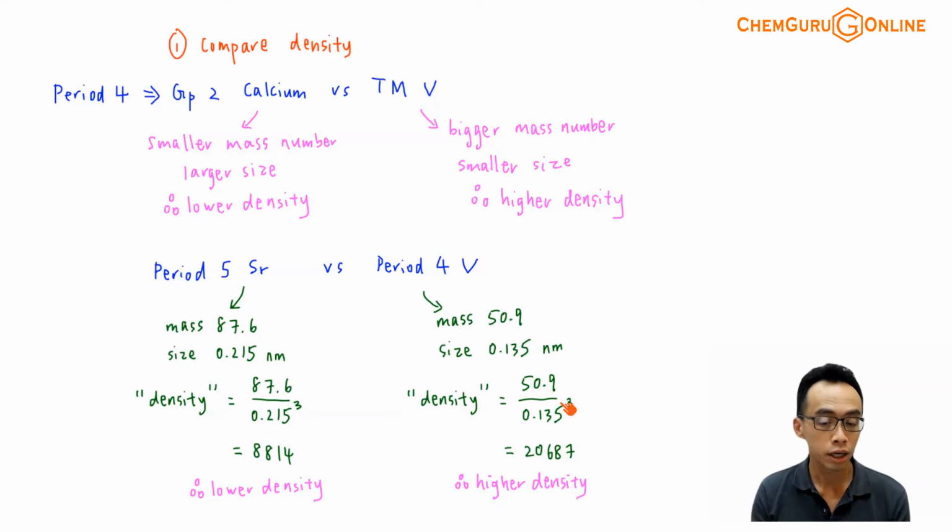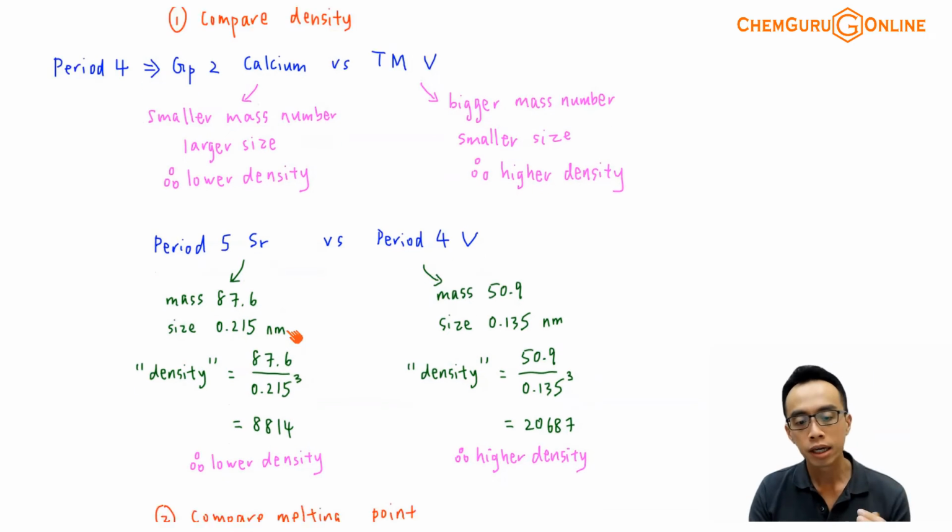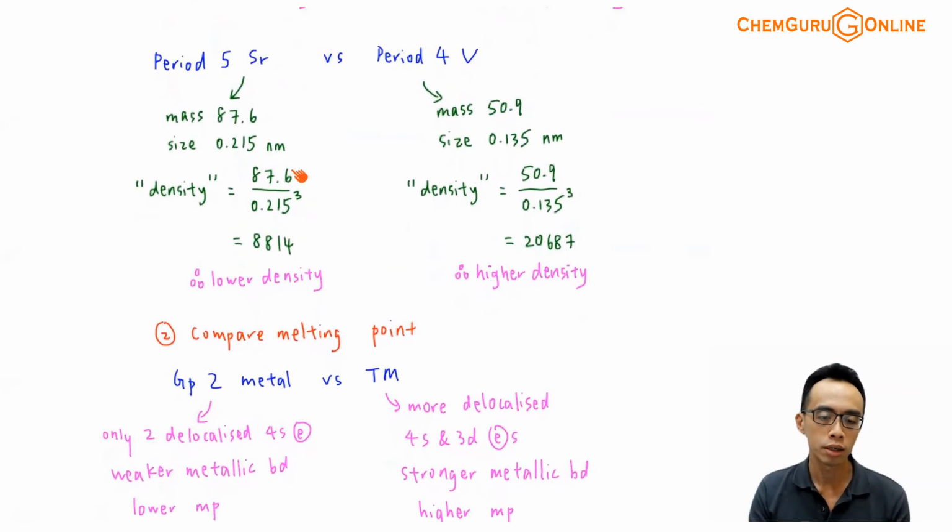In this case, you notice the value for strontium will be about 8,000 something, and the value for vanadium is about 20,000 plus. This would suggest that vanadium should still have a higher density as compared to strontium. We just want a very simple and simplistic way to estimate the density. And in this case, we know that vanadium is denser. Alright, next, let us consider melting point.